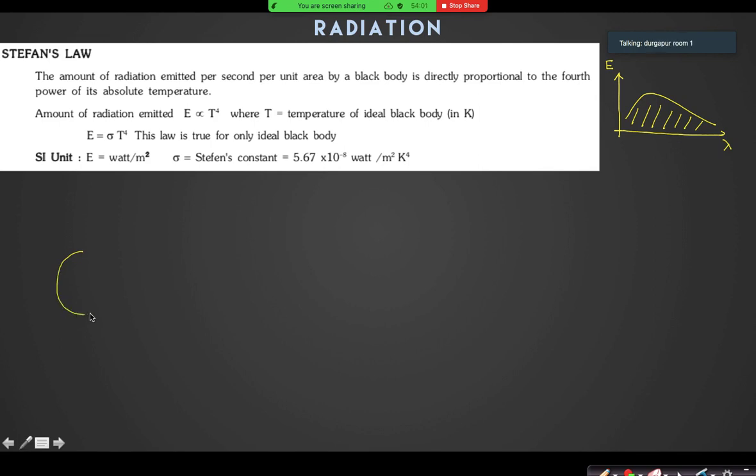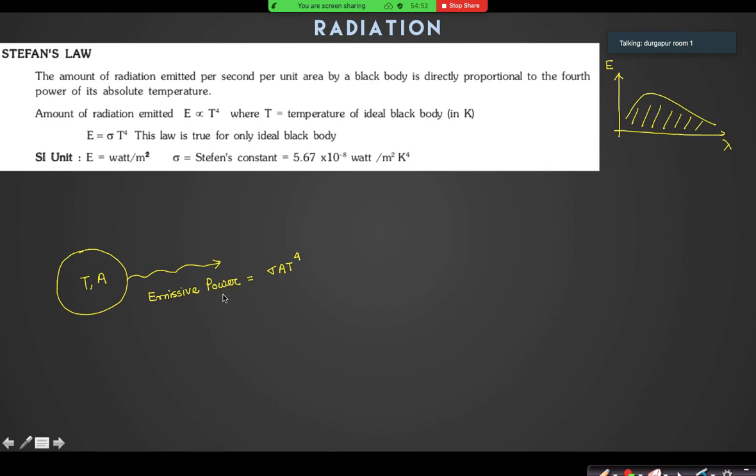If there is a body which is having a temperature T, and the surface area of the body is A, can you tell me how much is the emissive power, not intensity? What is the emissive power of this body? Sigma A T to the power 4. Because sigma into T power 4 is the intensity. If I multiply it with area, I can say it is the emissive power of the body, which is sigma A T power 4.